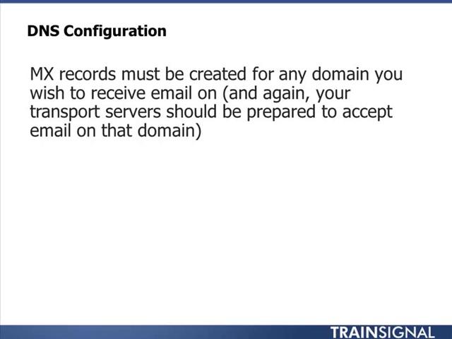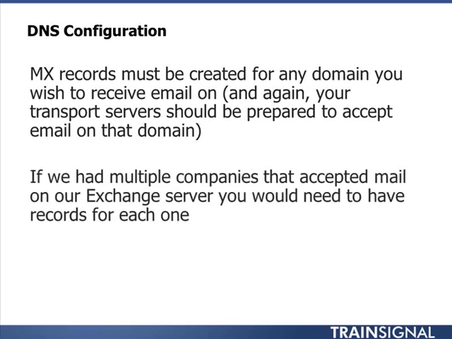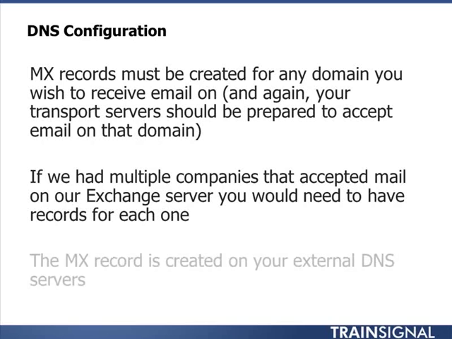So we need to have those receive connectors, which in our case they're created initially by default, but there may be some configuration settings that we need to establish. If we had multiple companies that accepted mail on our exchange server, we would need to have records for each one of those companies. They can point in the same direction, but ultimately each domain would have to have an MX record set up on an external DNS server so that when persons are trying to send email back our way, those emails can actually make it to our exchange environment. So the MX record, again, is created on your external DNS servers.